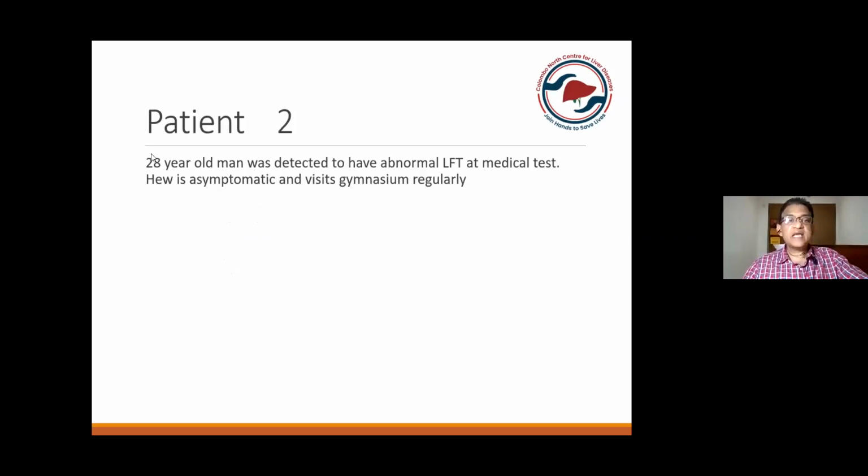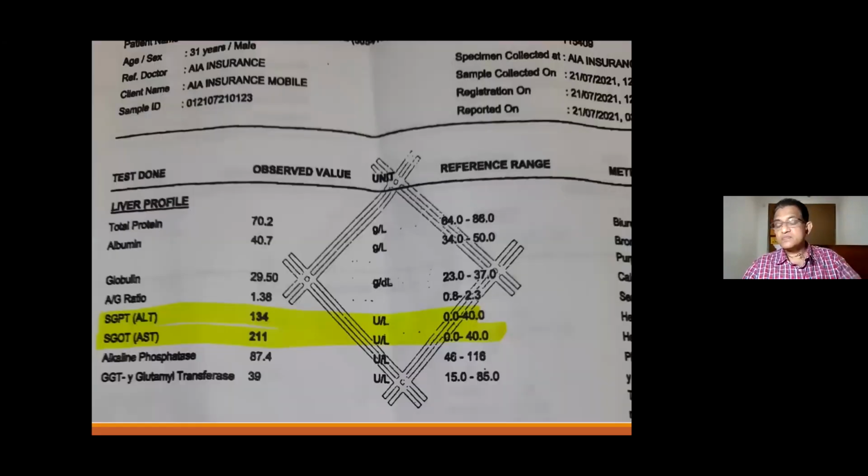So I will discuss the second patient now. A 28-year-old man was detected to have abnormal LFTs at a medical test again. So he is also asymptomatic and he visits the gymnasium regularly. This is his liver profile. I will give you a couple of minutes, or at least 1 minute, to gather your thoughts and you can answer with me.